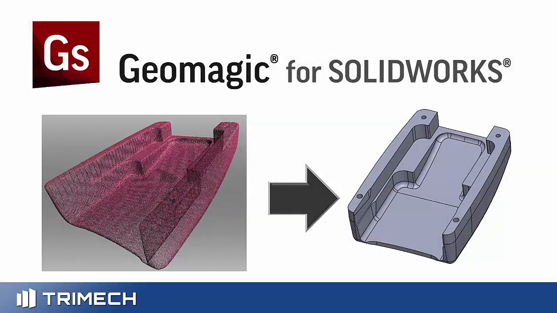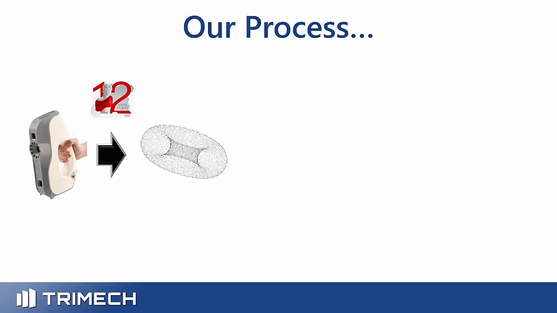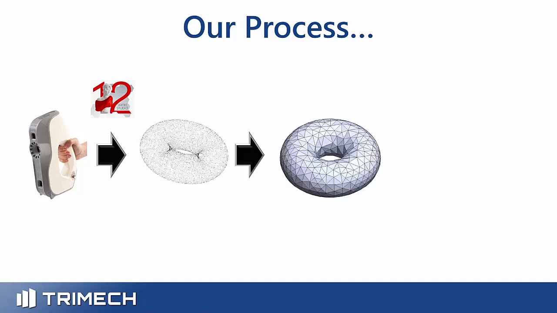Geomagic for SOLIDWORKS is a SOLIDWORKS plugin that can be used to convert 3D scan data into solid models in SOLIDWORKS. The normal 3D scanning process uses a 3D scanner like an Artec EVA or Spider to generate point cloud data. This data is then converted into a tessellated 3D solid like an STL file.